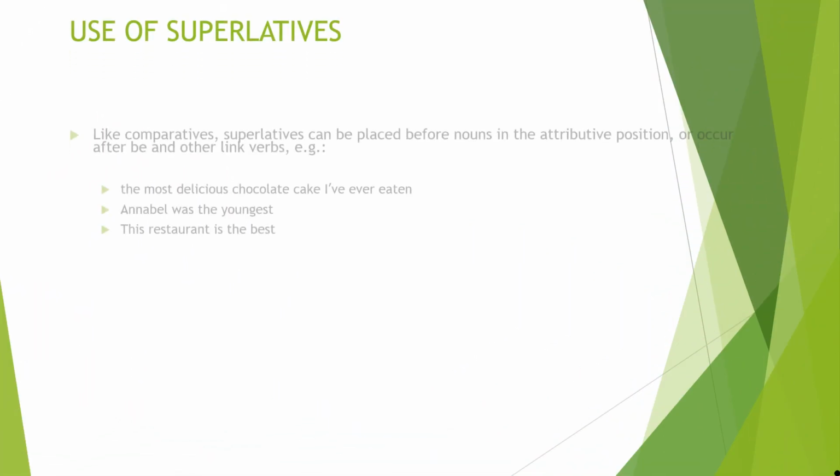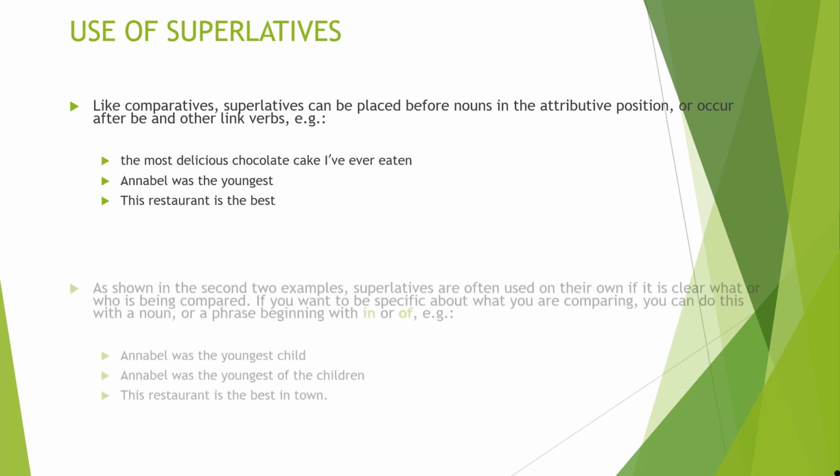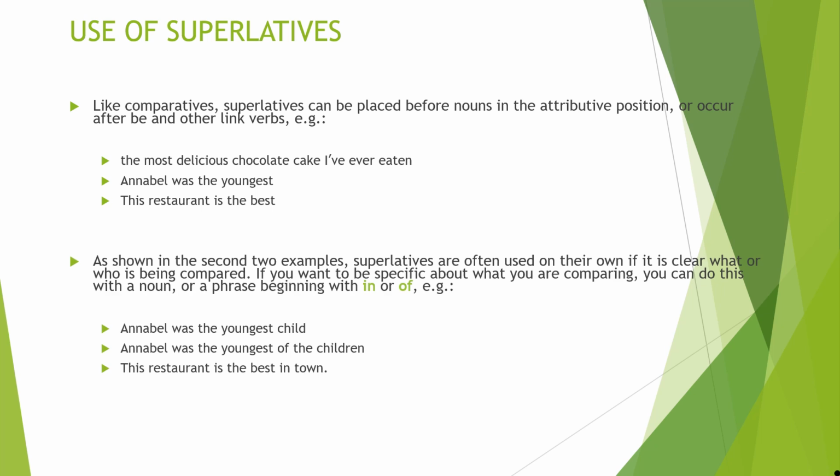Use of superlatives. Like comparatives, superlatives can be placed before nouns in the attributive position or occur after be and other linking verbs. The most delicious chocolate cake I have ever eaten. Annabelle was the youngest. The restaurant is the best. As shown in the second two examples.